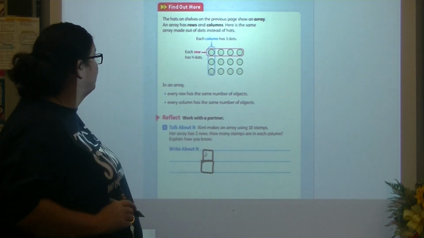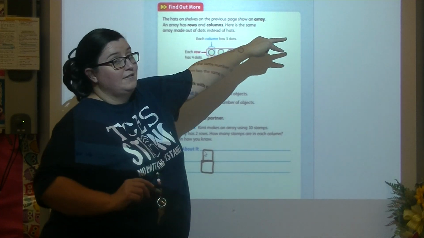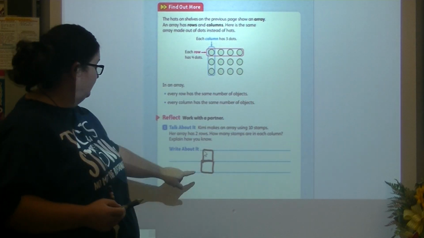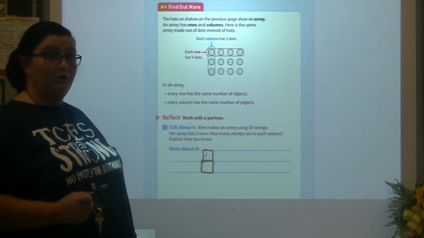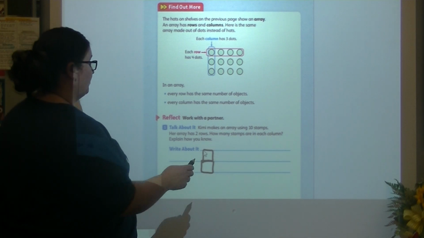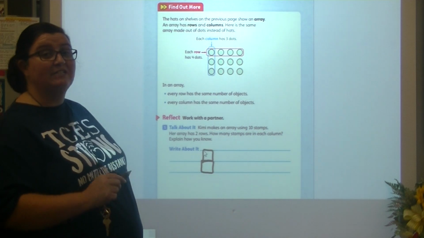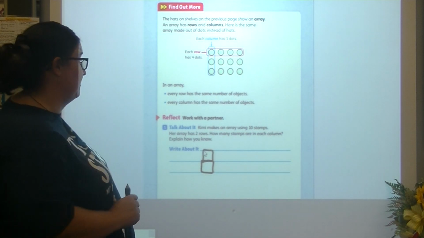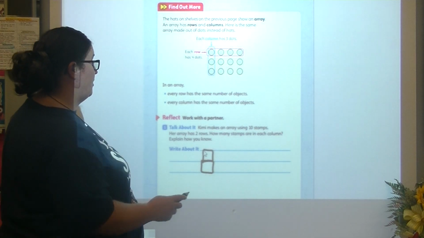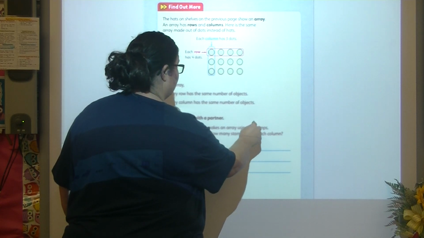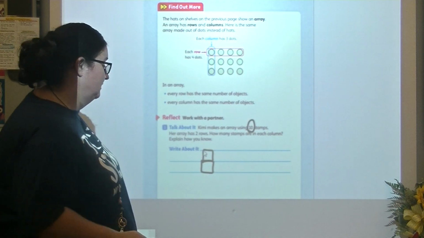We're going to have 2 rows. Remember, rows go this way. And we have 1, 2. So we're going to keep counting back and forth, making equal amounts until we get to 10. And we'll figure out how many are in each row. So we need to get to 10.